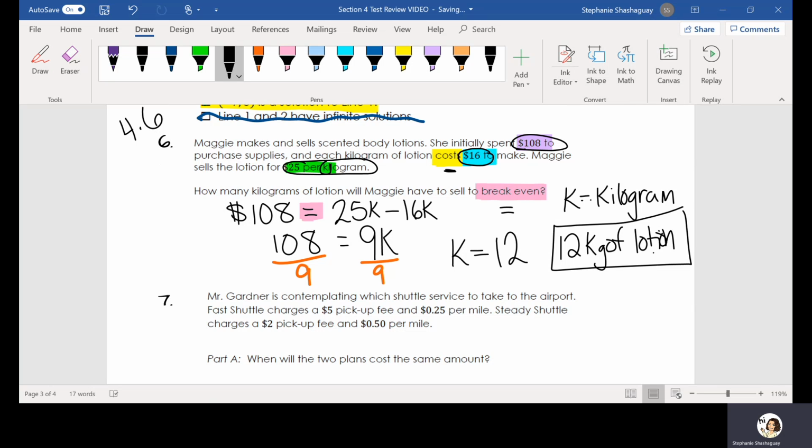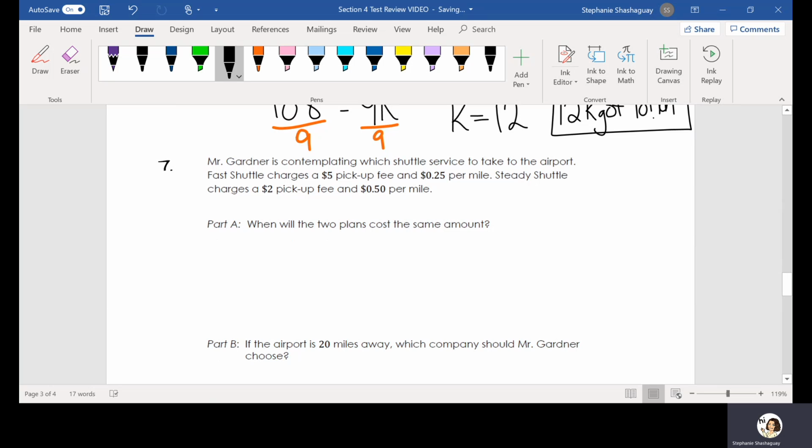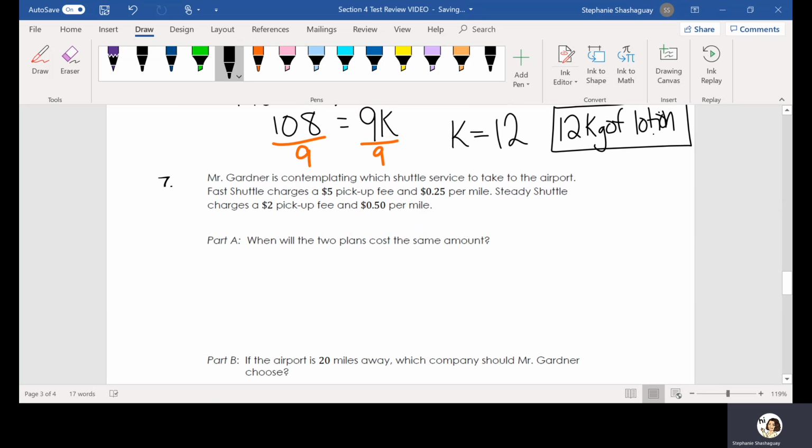All right, moving on to question 7. Mr. Gardner is contemplating which shuttle service to take to the airport. Fast Shuttle charges a $5 pickup fee and 25 cents per mile. Steady Shuttle charges a $2 pickup fee and 50 cents per mile. Part A asks, when will the two plans cost the same amount?